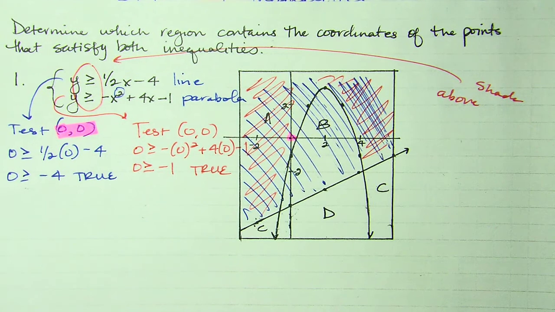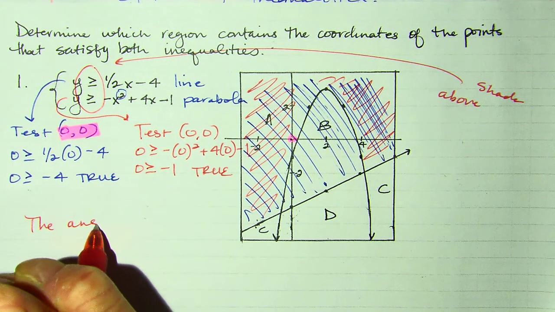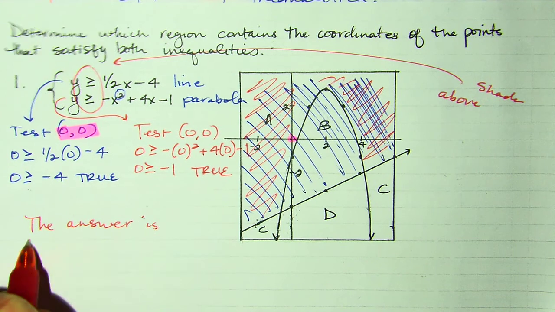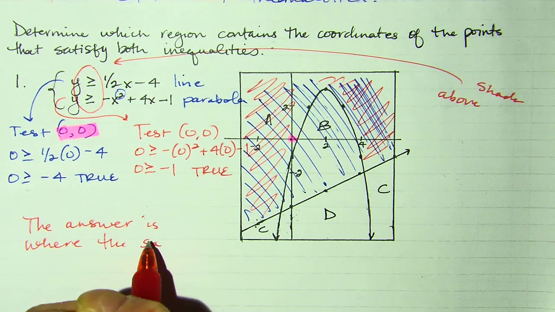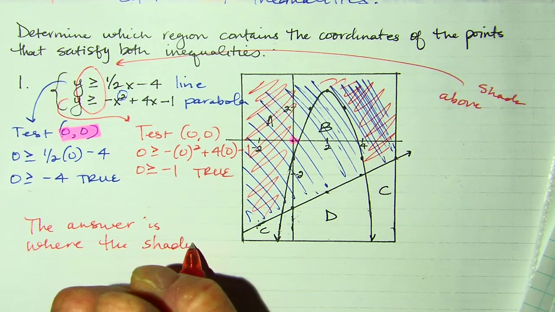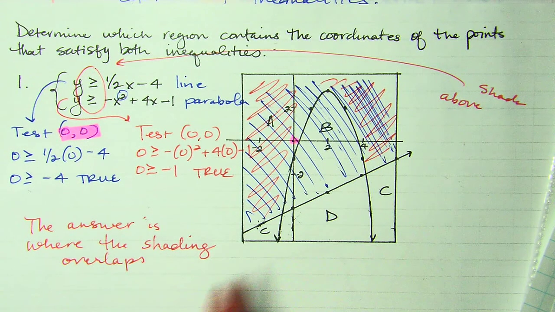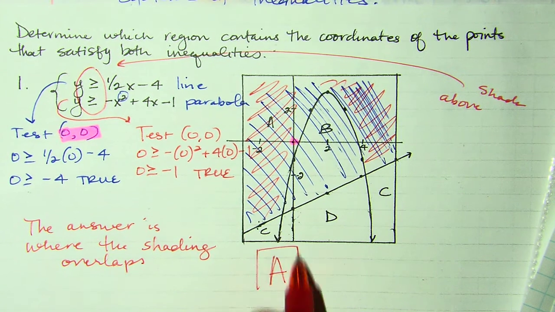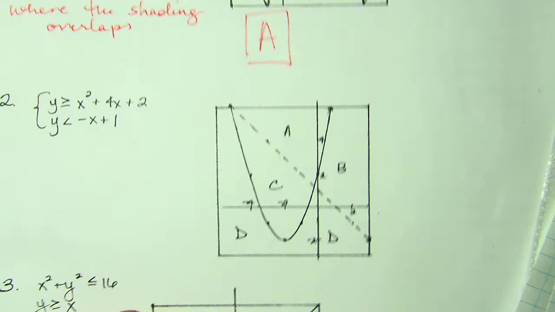Okay, now the region in which the answer is where the shading overlaps. So in this case, region A, both red and blue overlap. Okay, so let's try that here.